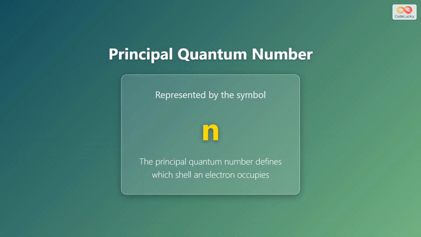The principal quantum number, represented by the symbol n, is used to identify and label different electron shells. This is a positive integer that tells us which shell an electron occupies. The value of n can be 1, 2, 3, 4, and so on. The principal quantum number is the primary descriptor that defines the shell and its associated energy level. It's the most important quantum number when first learning about atomic structure.